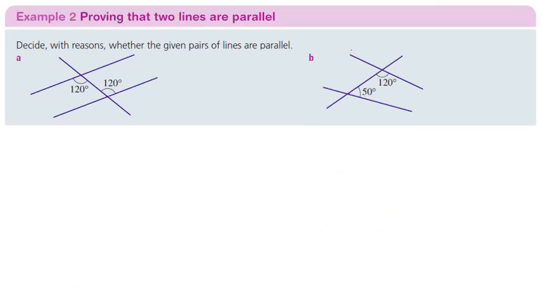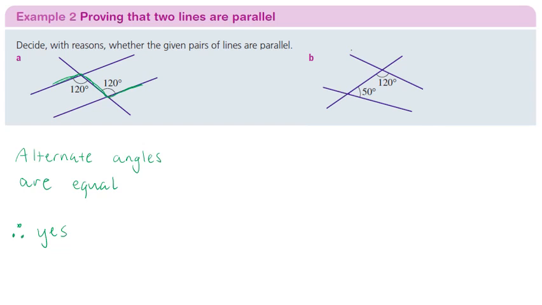Now for these examples, we need to decide whether the given pairs of lines are parallel. If we look at the first one, if these lines are parallel, these two angles are alternate, and alternate angles are equal. In this example, yes, those alternate angles are equal. They are the same. So therefore, yes, they are parallel.